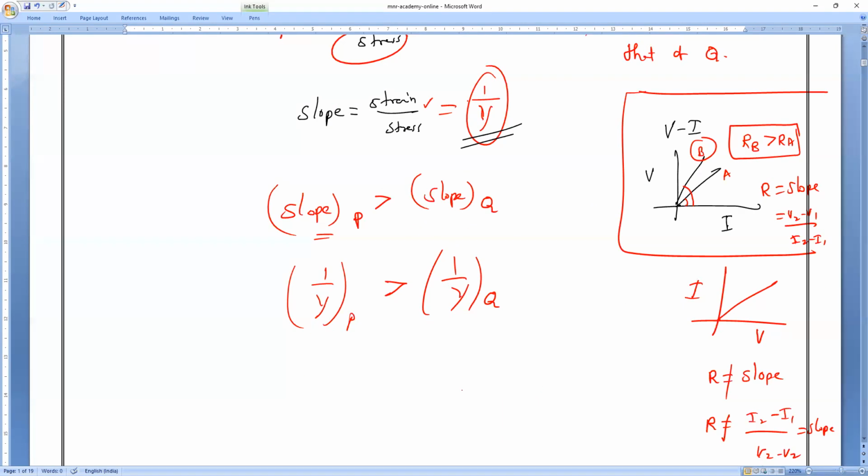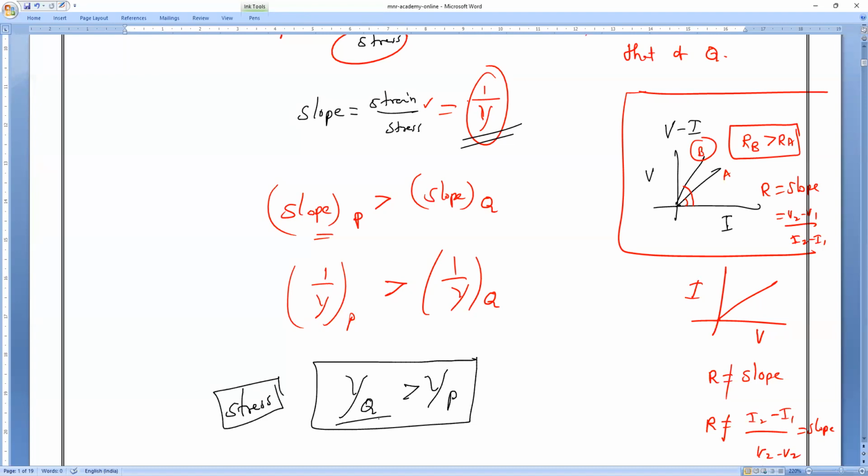Now if I take the reciprocal, what will happen? Which is greater, Q or P? Young's modulus of Q is greater than Young's modulus of P. Do you understand? So that is what you have to remember. As P's angle is greater, Q's angle is less. That is why the slope of P is greater.